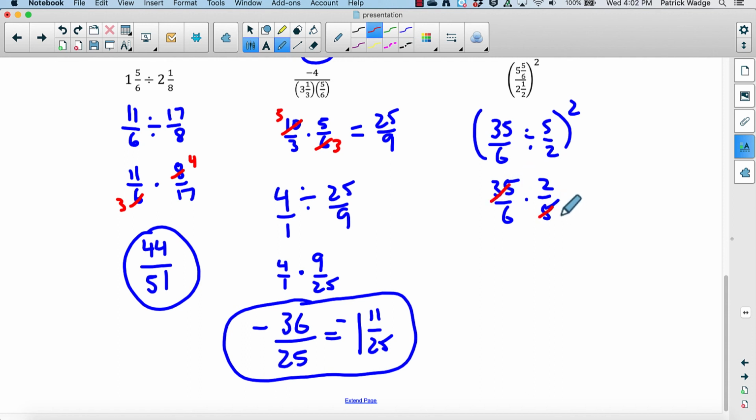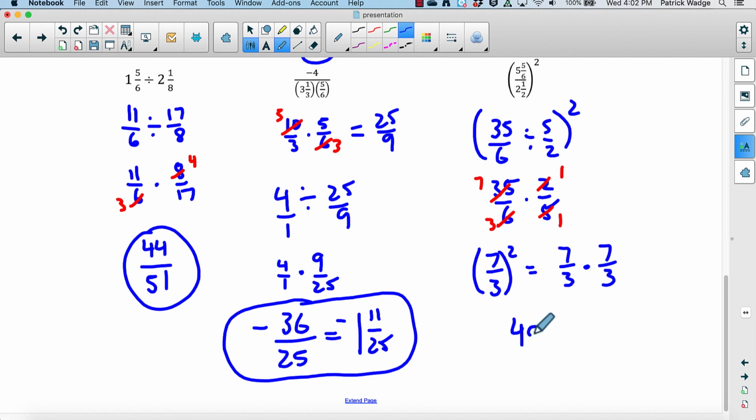And I can now ninja slice. 35 and 5 become 1 and 7 if I divide by 5. And 2 and 6 become 1 and 3 if I divide by 2. Multiply, you get 7 over 3. But remember, we're squaring. So what's that mean? That means 7 over 3 times 7 over 3. Can you ninja slice? No, you can't. So just go ahead and multiply. 7 times 7, 49. 3 times 3 is 9.